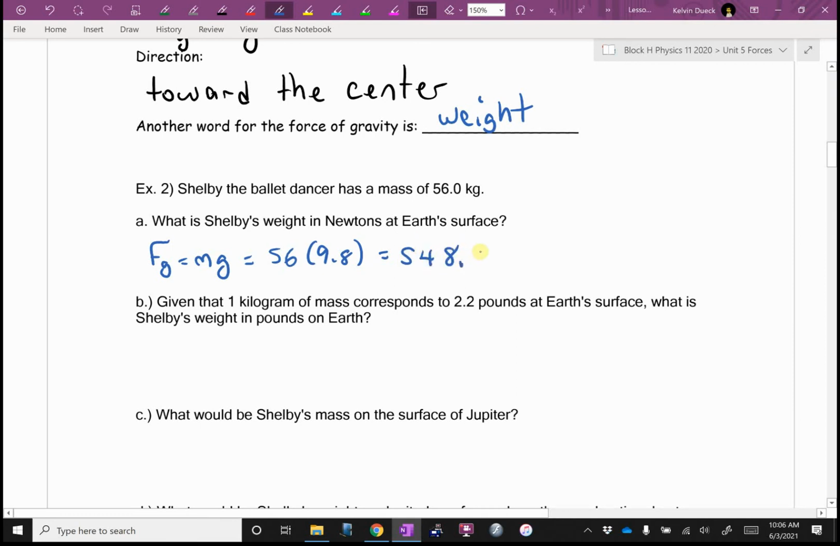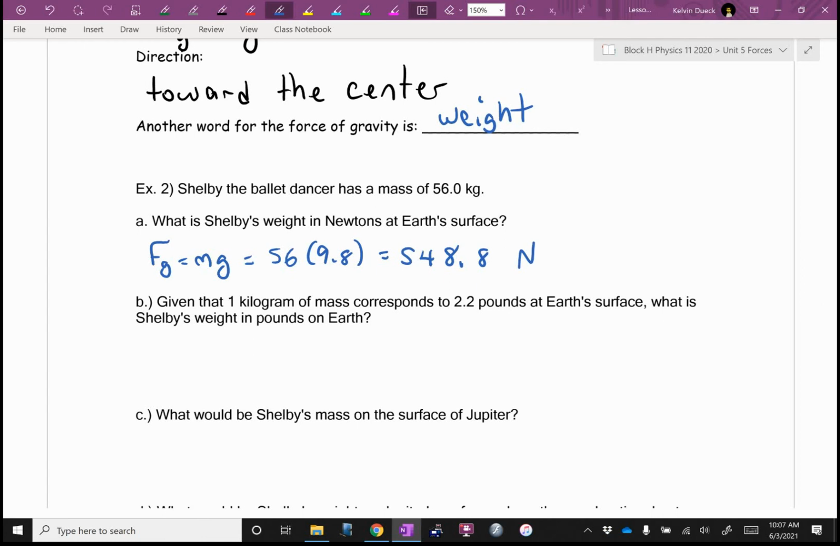548.8? Yeah, 548.8. I'll put the whole thing in this time. Units, it's a force. By the way, if you know an object's weight, how could you figure out its mass in kilograms? Just divide by 9.8.